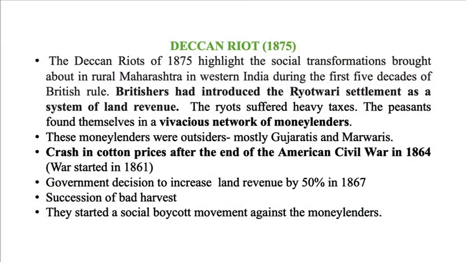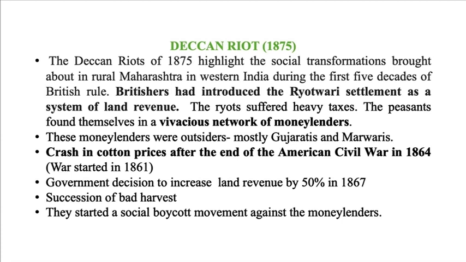The second very important revolt is the Deccan riots of 1875. The Deccan riots of 1875 highlight the social transformation brought about in rural Maharashtra in western India during the first 5 decades of British rule. Britishers had introduced the Ryotwari settlement as a system of land revenue. The ryots suffered heavy taxes. The peasants found themselves in a vicious network of moneylenders. These moneylenders were mostly Gujaratis and Marwaris, and they were not Maharashtrians.